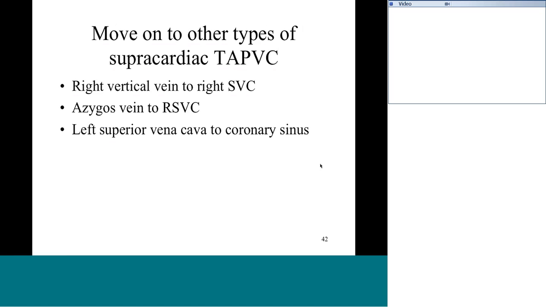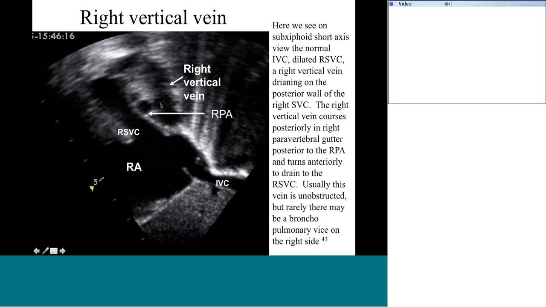Let us move on to the other three types of supracardiac TAPVC. I told you there is right vertical vein TAPVC to right superior vena cava, or azygous vein to right superior vena cava, or left superior vena cava to coronary sinus. Each one we will see. This is the right vertical vein to right superior vena cava. So this is the right pulmonary artery. Often the right vertical vein courses posterior to the entire hilar structures of the right lung. So the right hilum will have pulmonary veins, pulmonary arteries, and the bronchus.